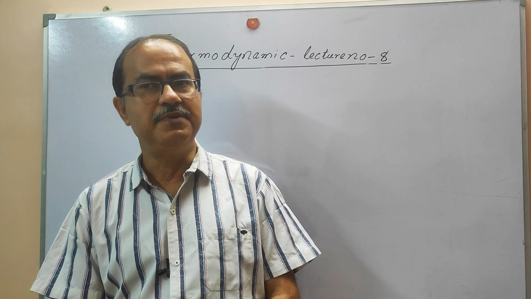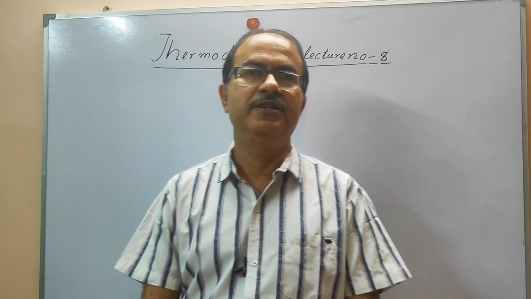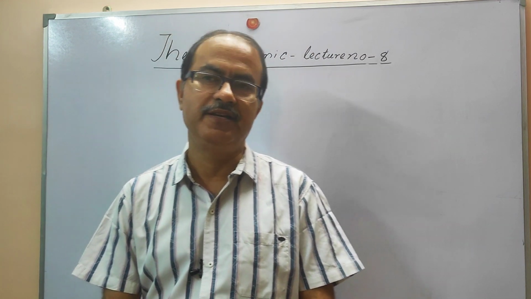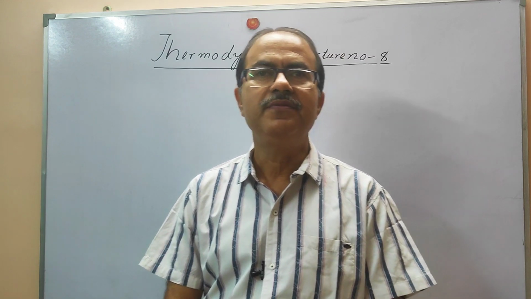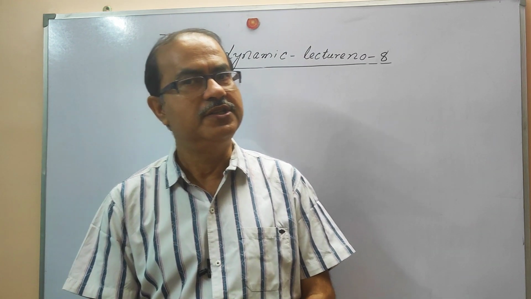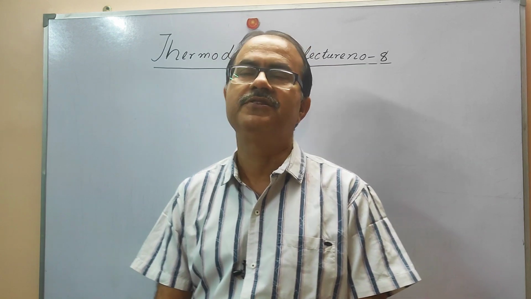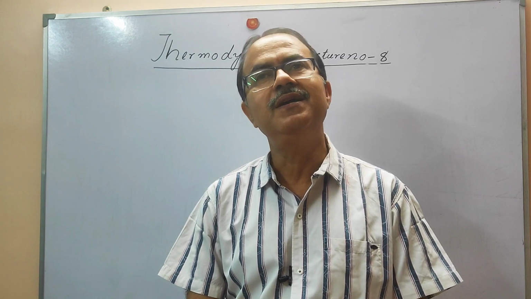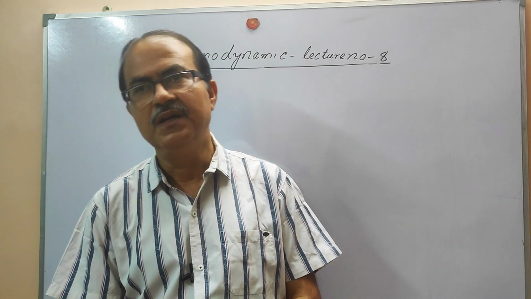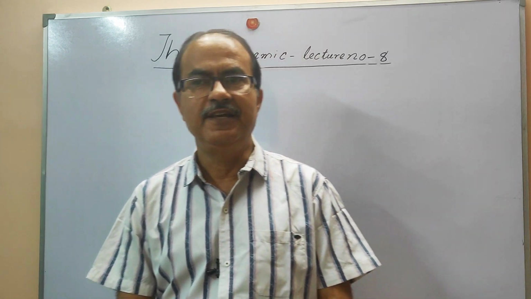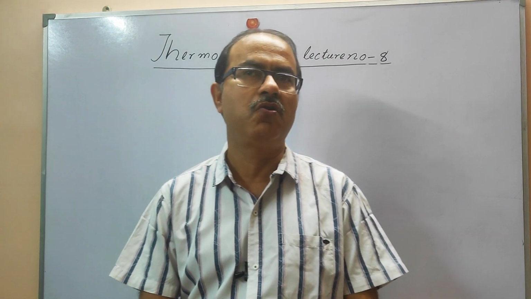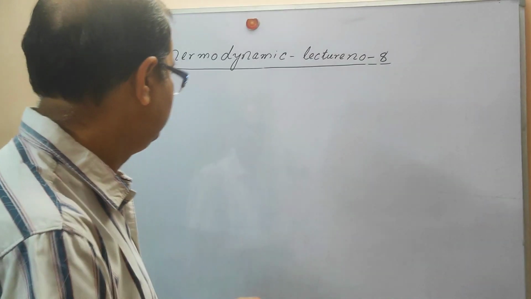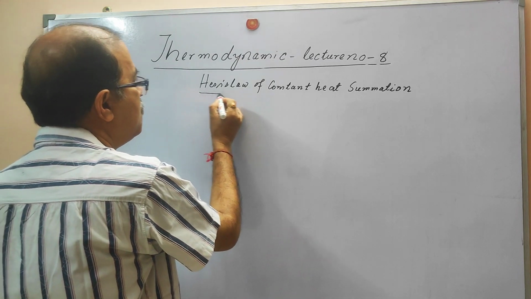So this has been described in a law. This law is called the Hess law of constant heat summation. It means that when a reaction is carried out in a single step or in different steps, the total amount of heat involved in that reaction will be the same. So in this lecture we are going to discuss this important law, the Hess law of constant heat summation.